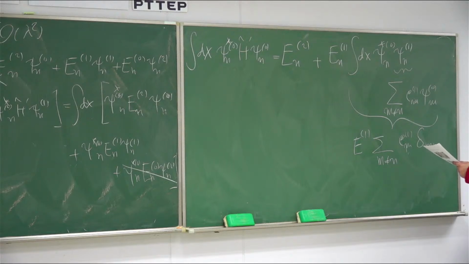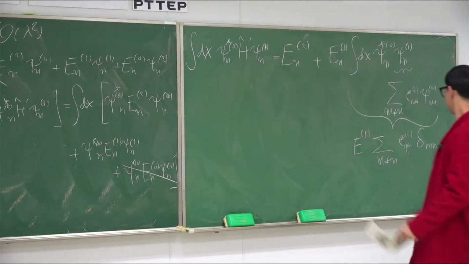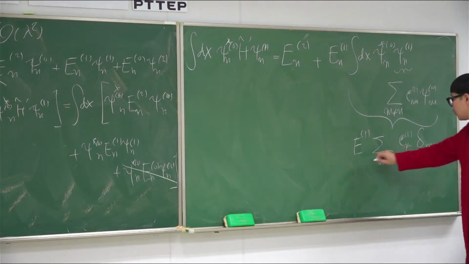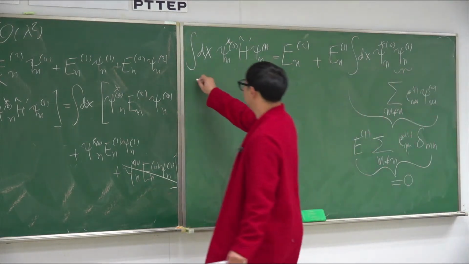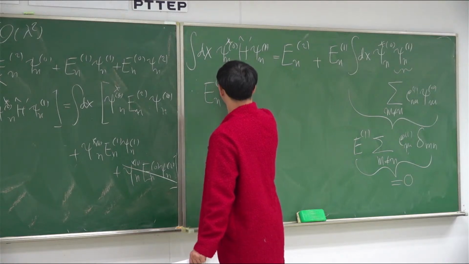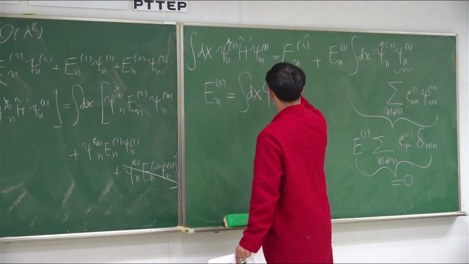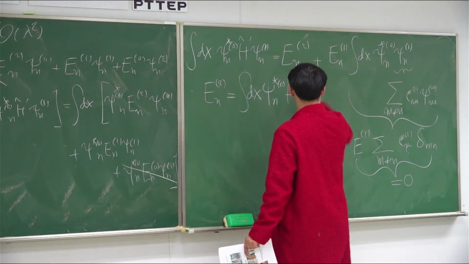Am I correct here? I think so. Let me have a look. Yes, I think I'm. Oh, this should be 1, right? Yeah. And so, since m cannot be equal to n, then this whole bunch is going to be 0. So then your second contribution, or second correction term, is this one.